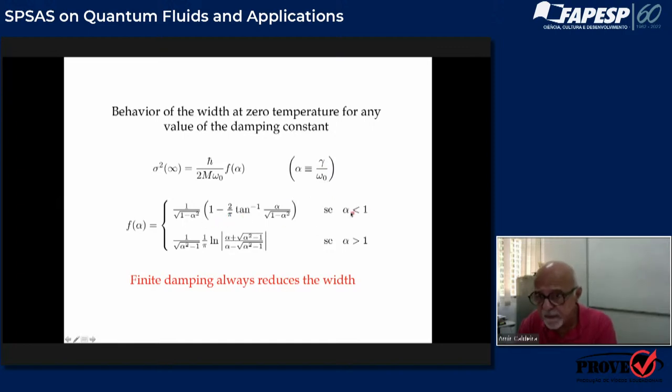And we can see, either for underdamped or overdamped systems, that this F always tends to reduce the width of the system. It's always less than one. So my system starts like a Gaussian, it will end up in equilibrium at infinite time, and its width will always shrink a bit depending on the damping that we have.